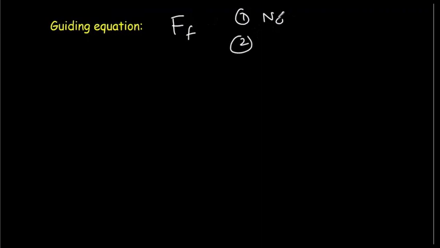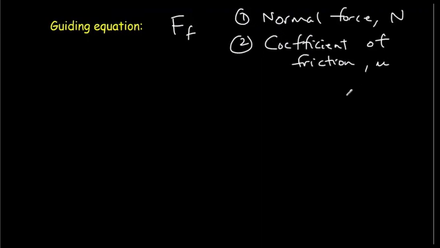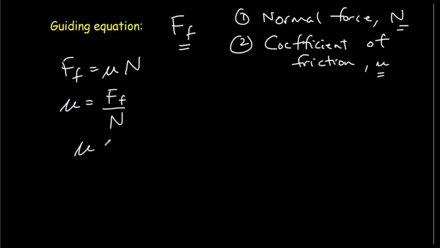Okay, so let me recap. We said that the force of friction depends on two factors. One is the normal force, and the other depends on the nature of the surfaces, the coefficient of friction. And so you're probably asking yourself, well, what's the relationship between the force of friction, the normal force, and the coefficient of friction? Well, it's as simple as it could be. The force of friction is equal to the coefficient times the normal force. Or if we rearrange that, we'll get that the coefficient is equal to the force of friction divided by the normal force.